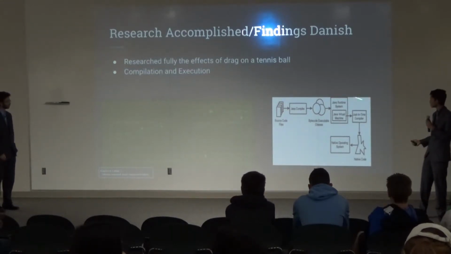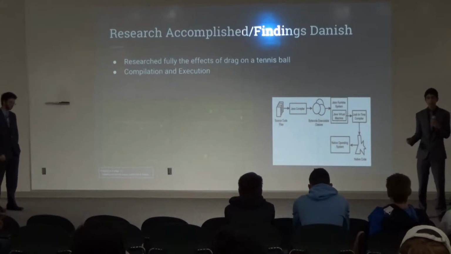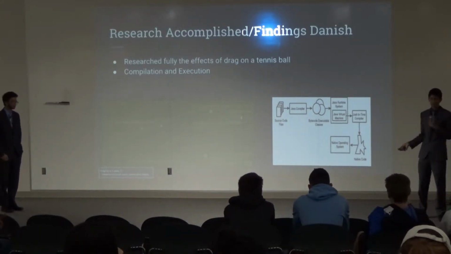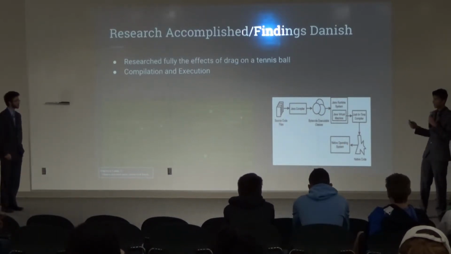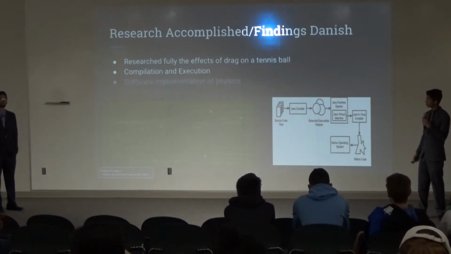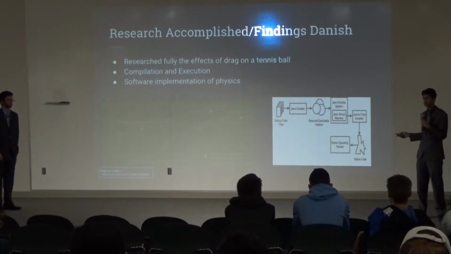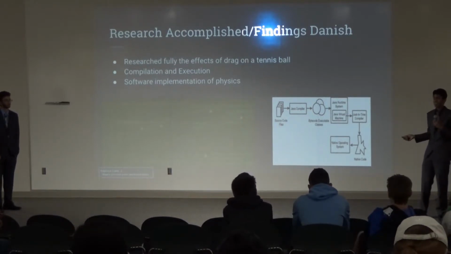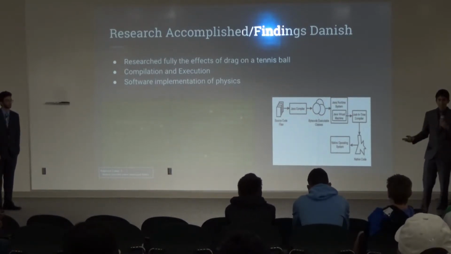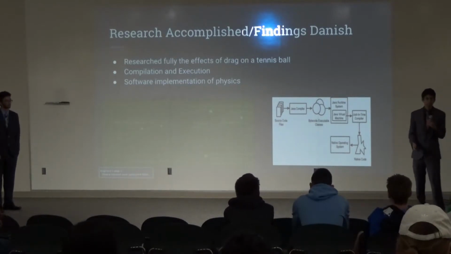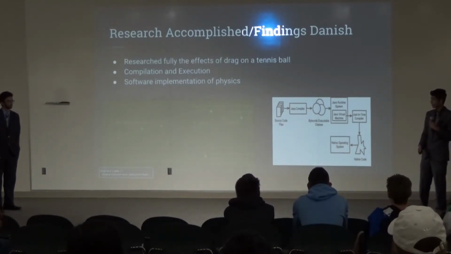Compilation and execution. So this is basically a chart of how a computer or a Java compiler compiles code. I need to learn that to help me understand how to optimize my code. And finally, how to implement physics into software. As you guys know, physics has a bunch of calculus in it, and even converting that into like a Word document is kind of a pain in the butt. It's even worse when you're trying to make it like actual code that you compile.